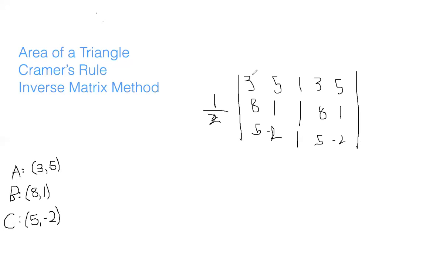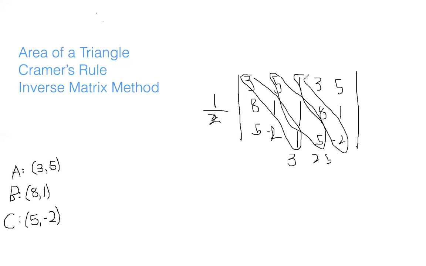Then you do the diagonal. So from here to there is 3. And then this diagonal, 25. And this diagonal is -16. And when you do this math, 28 minus 16 is 12.